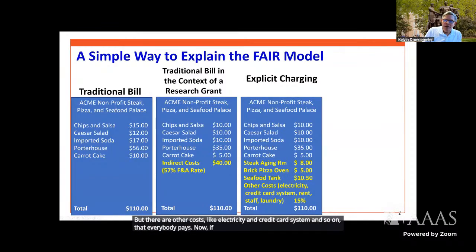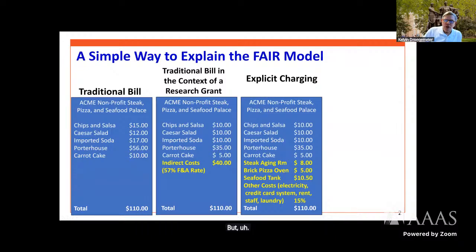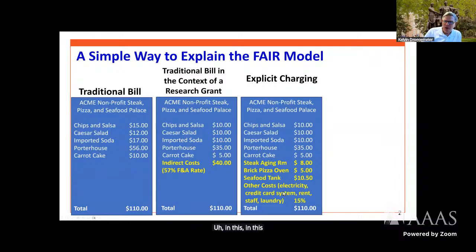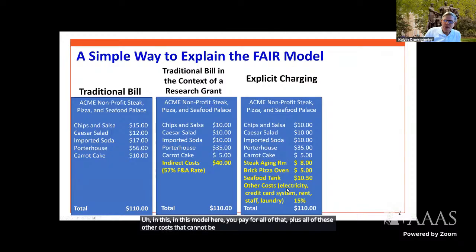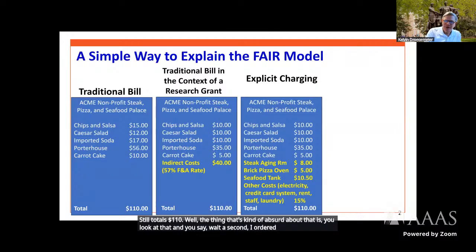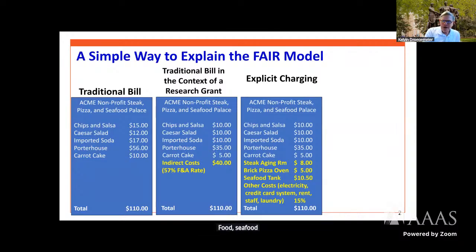Now, if you're only getting a steak, you don't pay for the pizza oven. Oh, well, yeah, actually you do. Turns out you do in this model here. You pay for all of that plus all of these other costs that cannot be attributed directly to what you specifically ordered when you went to the restaurant. Still totals $110. Well, the thing that's kind of absurd about that is you look at that and you say, wait a second, I ordered a steak. I didn't order seafood. Why am I paying for that?